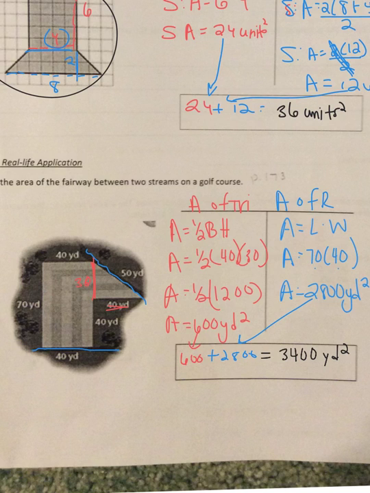Now, like I said, you could have broken that up a couple different ways if you would have rather ignored this line right here. If you would have rather just cut the line right there, you'd have had a trapezoid up top, square on the bottom. You would have still ended up with a total of 3,400 yards squared.